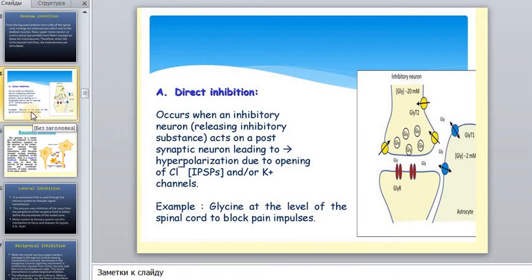This kind of inhibition occurs when an inhibitory neuron, these Renshaw cells, releasing inhibitory substance, acts on a postsynaptic neuron, leading to hyperpolarization due to opening of chlorine ion channels or potassium channels, and for example glycine at the level of the spinal cord to block pain impulses.